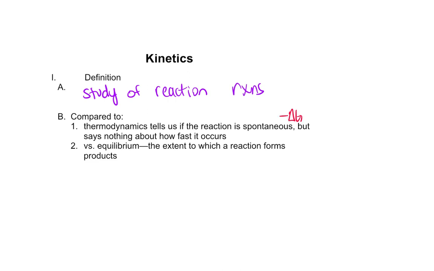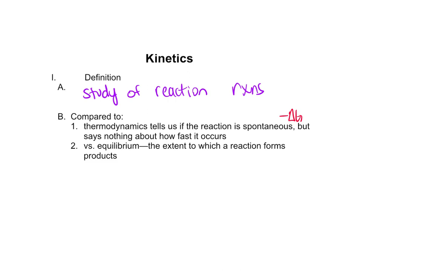If we have a negative delta G, that tells us that a reaction is spontaneous, that it will occur without ongoing outside intervention, but it tells us nothing about how fast that reaction will occur. So that's what kinetics takes a look at. And it's kind of, like I said, a bit of an odd duck. It's kind of quirky, but I think you'll really like it.